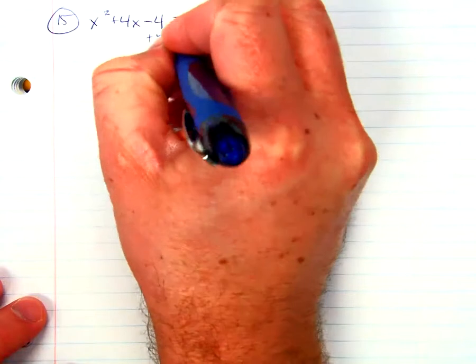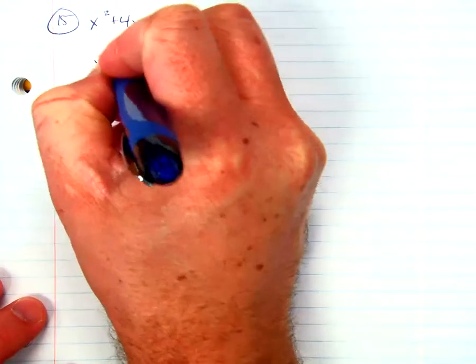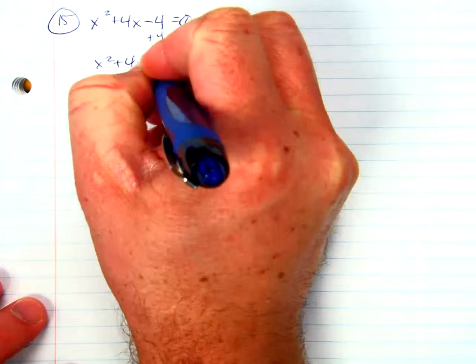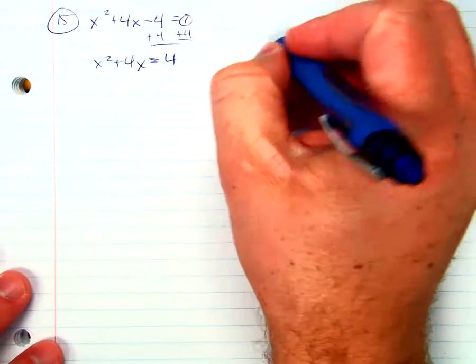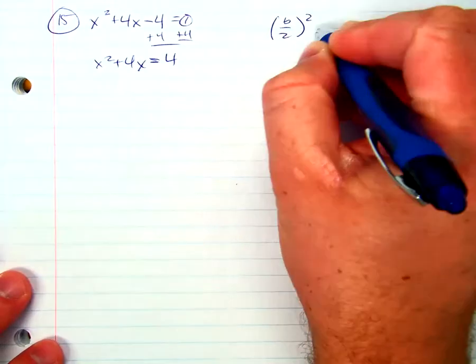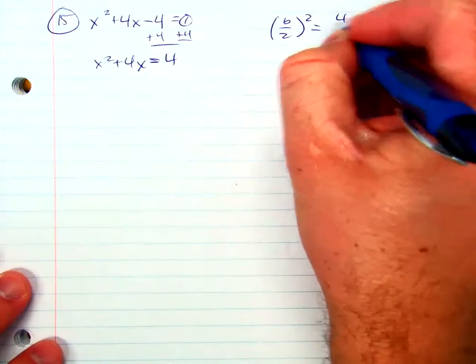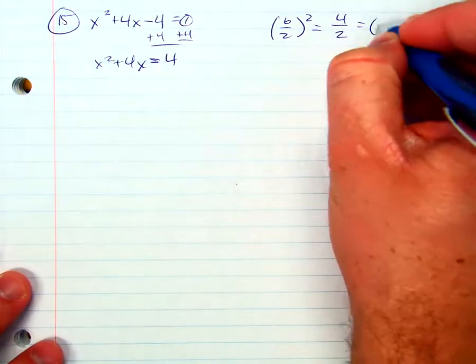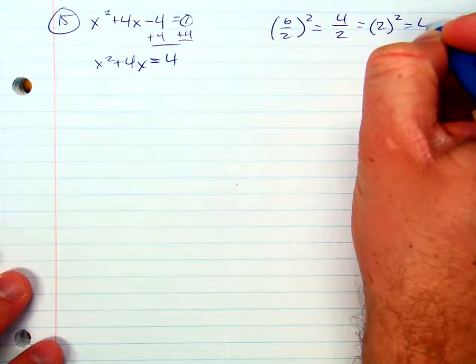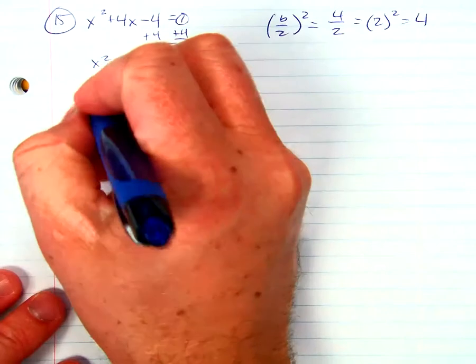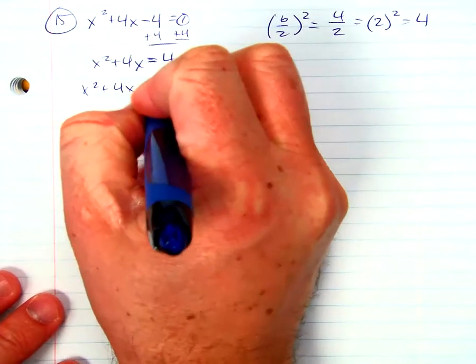So if I add 4 to both sides, I get x squared plus 4x equals 4. Now we take b, cut it in half, and square it. So b is 4. If I cut it in half, I get 2. And if I square that, I get back to 4. So 4 is the number I'd be adding to both sides of my equation.